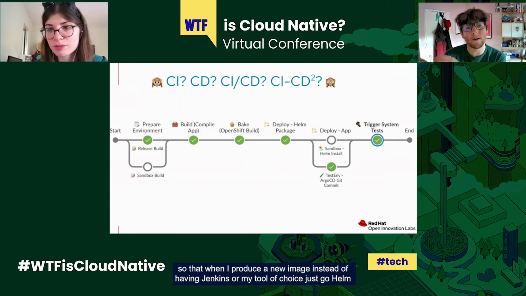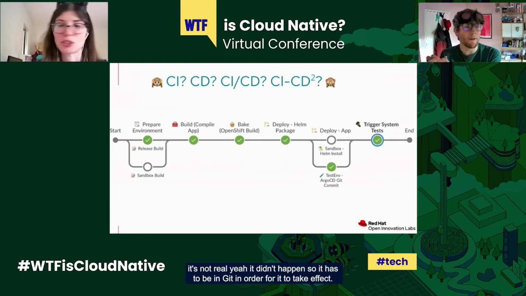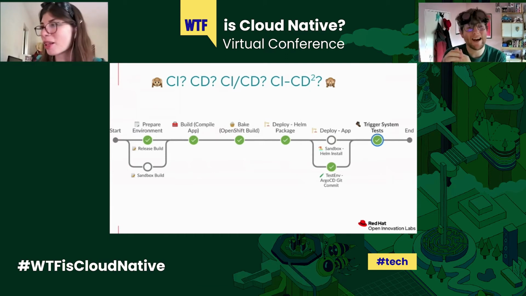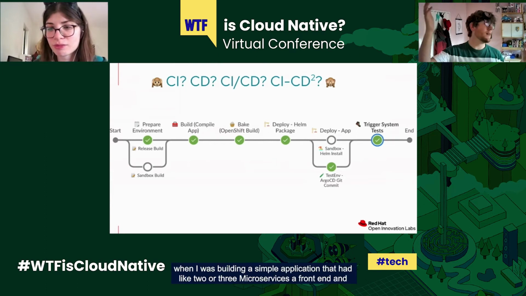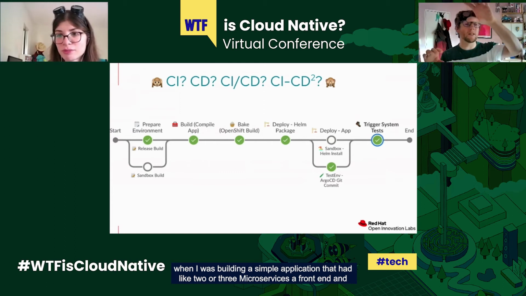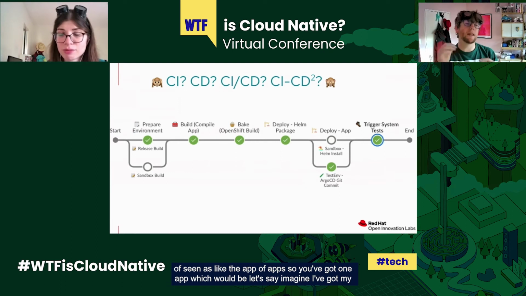So that when I produce the new image, instead of having Jenkins or my tool of choice just go helm install this guy over there, I check that value into Git, because if it's not in Git, it's not real. Yeah, it didn't happen. So it has to be in Git in order for it to take effect. Then imagine I was building a simple application that had 2 or 3 microservices, a front end, and maybe a database. I see all of that working together as my system, or in Argo land, that's seen as the app of apps.